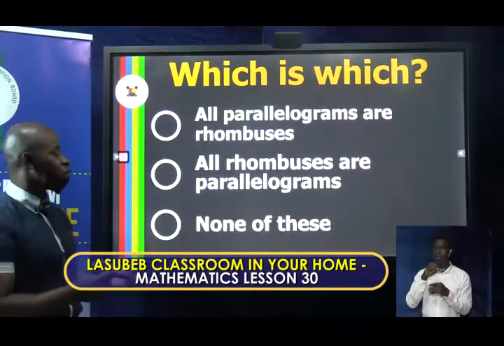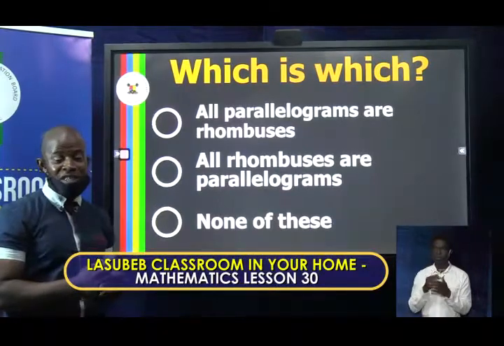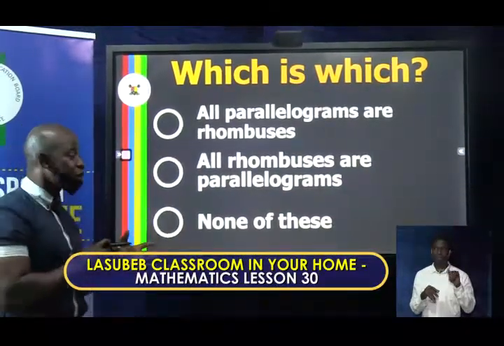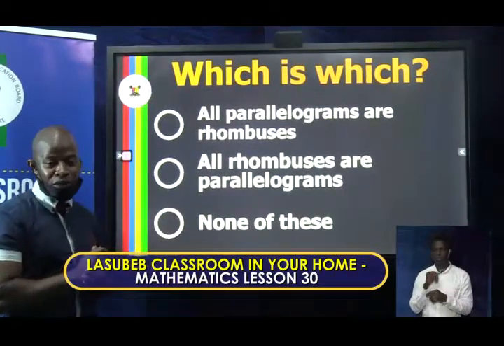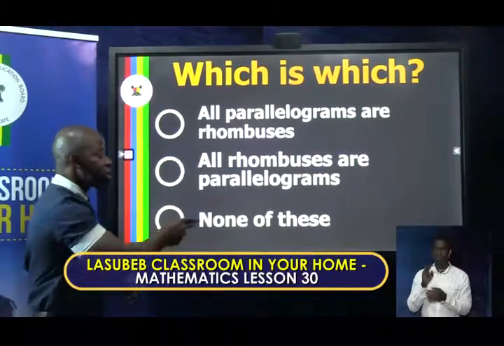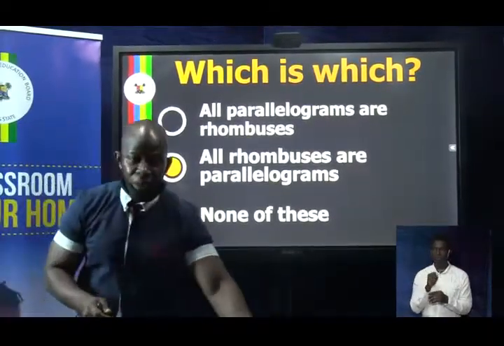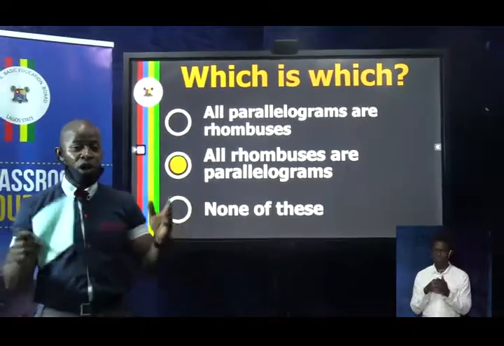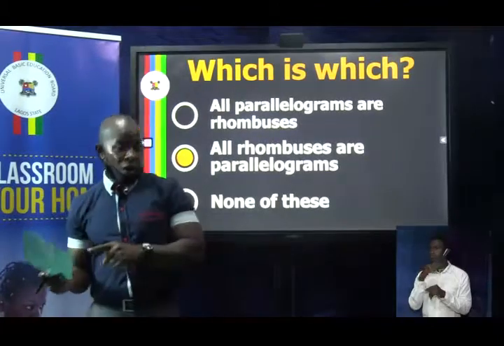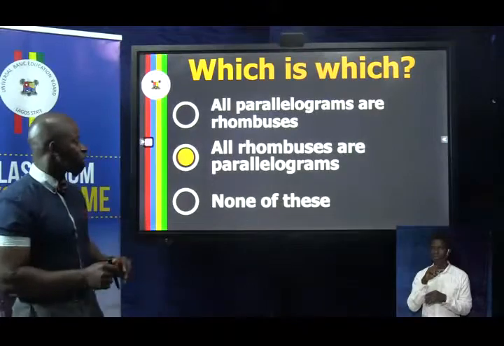All parallelograms are rhombuses, or all rhombuses are parallelograms. That one is easy. Is it that all parallelograms are rhombuses, or all rhombuses are parallelograms, or none of these statements is correct? Well, the correct answer is that all rhombuses are parallelograms. All parallelograms cannot be rhombuses because a parallelogram does not necessarily have to have all the sides equal, but a rhombus must have all the sides equal. However, a rhombus has all the properties of a parallelogram. So all rhombuses are parallelograms.